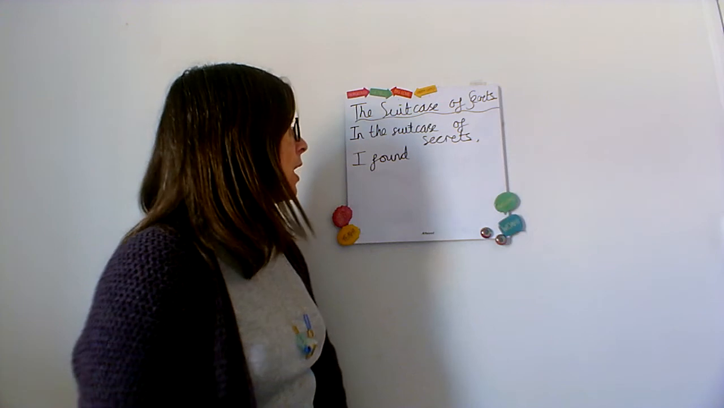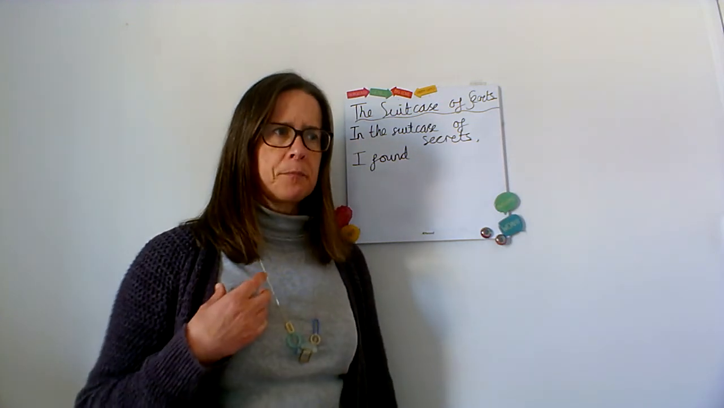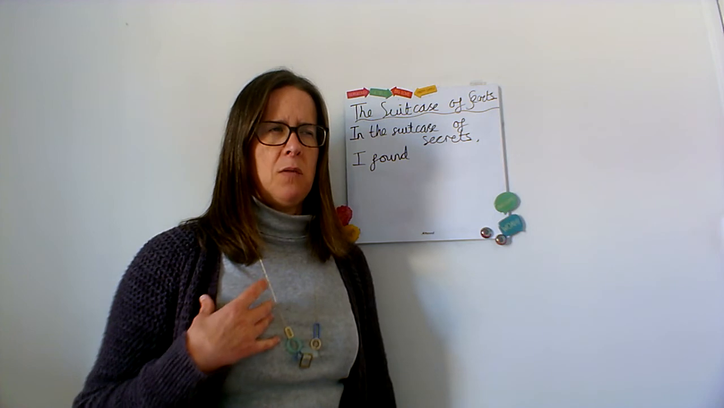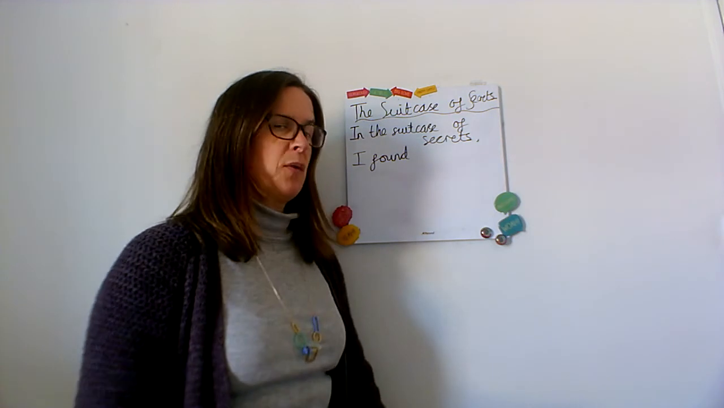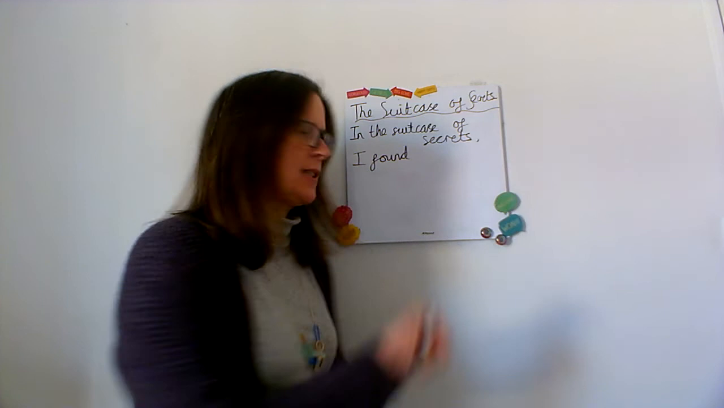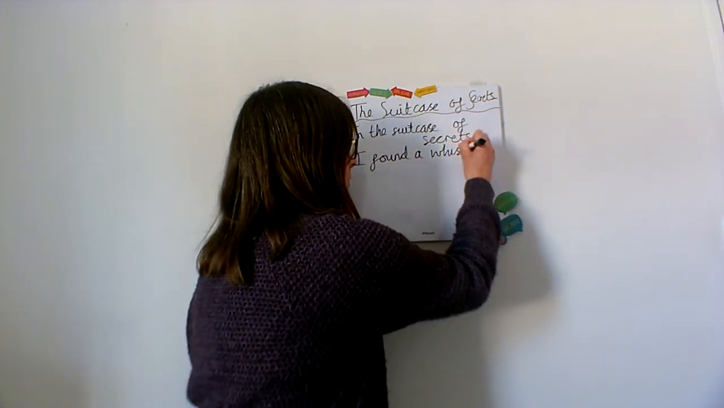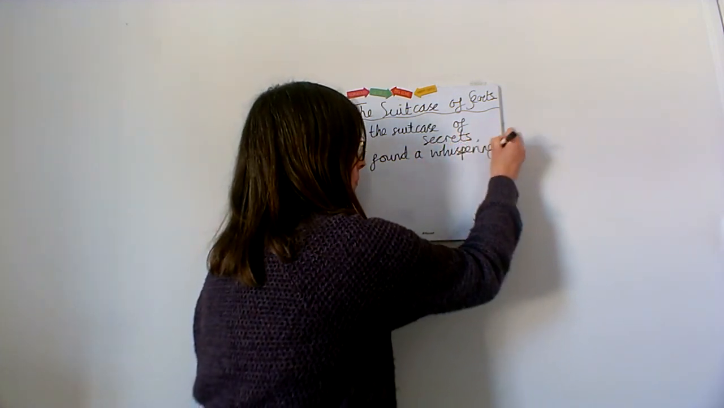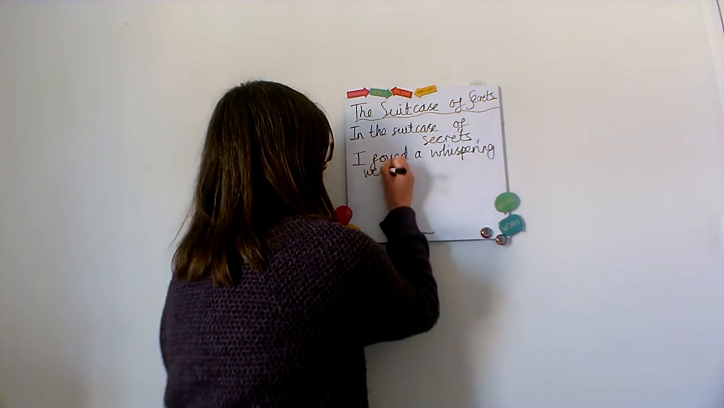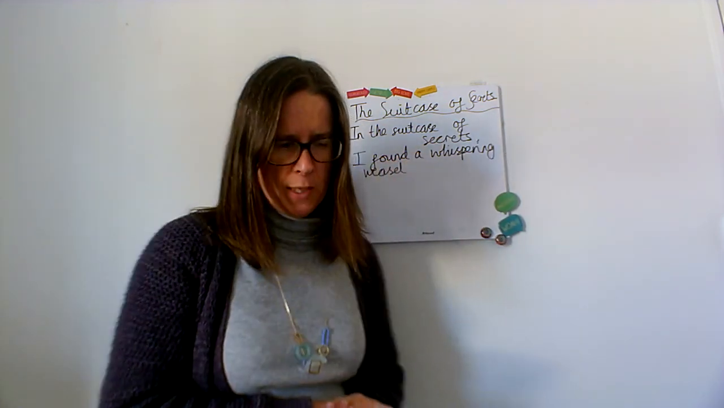So I thought, I don't know why, the first thing that came into my head when I thought about secrets, and I was trying to think of like an animal or something, I thought of a weasel. And I thought I'd use a bit of alliteration, a whispering weasel. Excuse me. A whispering weasel. What would it be doing? I found a whispering weasel.